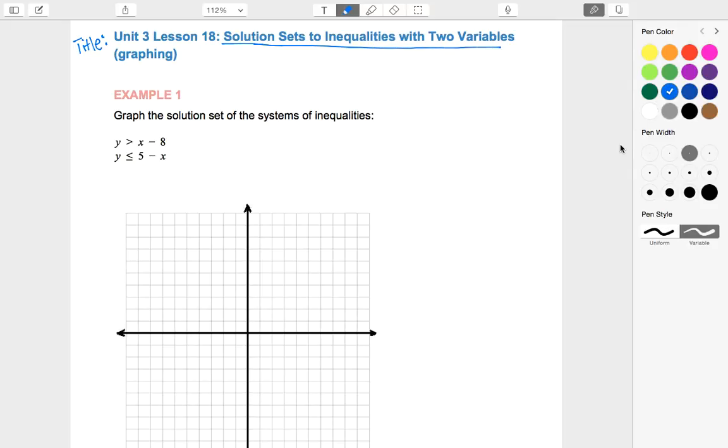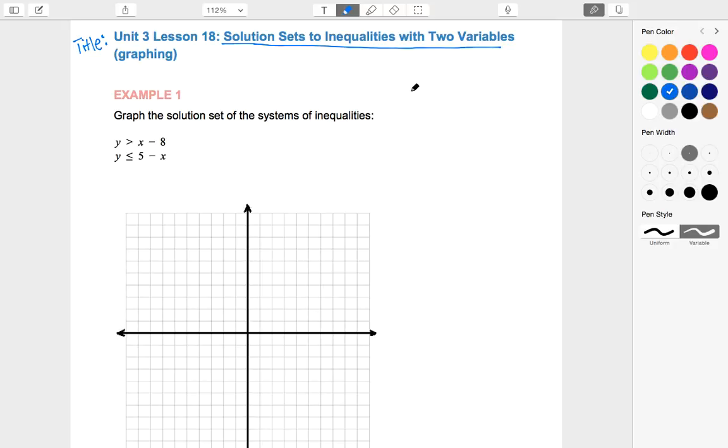Now, you've done this in class a little bit, but this video is just to help you with your homework and to reinforce what you already know and also clarify anything that you still have questions about. All right, so the system that we have here is y is greater than x minus 8 and y is less than or equal to 5 minus x.